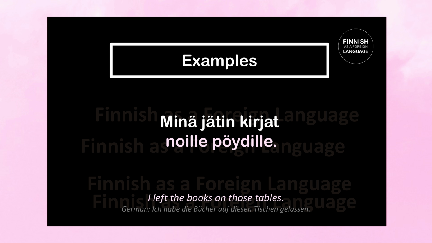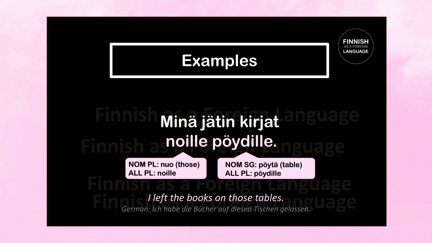So let's go step by step. Minä means I. Jätin is the first person singular past tense of the verb jättää, which means to leave. So jätin means I left. Kirjat is the nominative plural of kirja, which means book. Noille means to those. It's the elative plural. And pöydille means to the tables. Here we use the elative plural of pöytä, which means table.